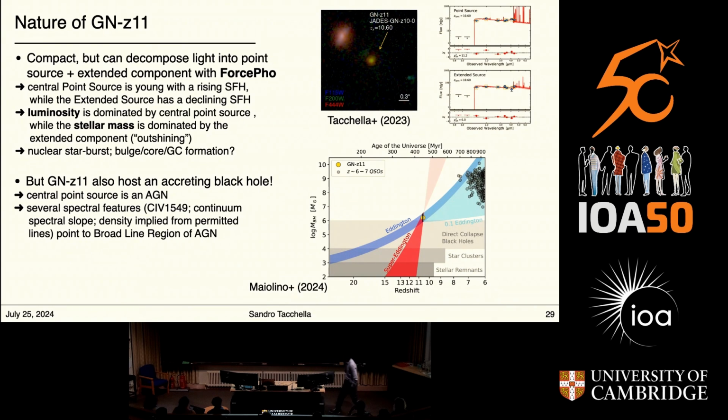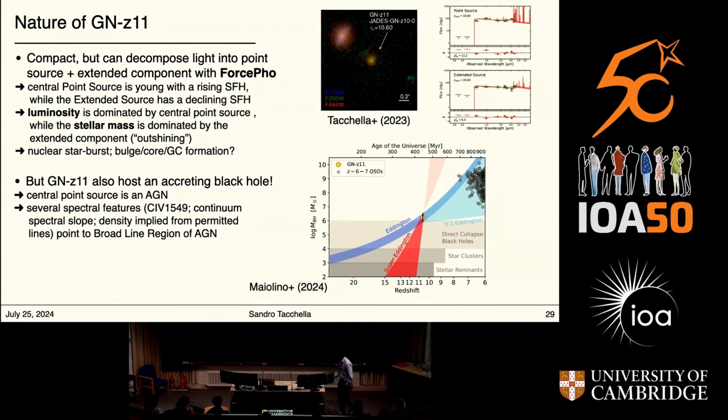Now, I don't have too much time to talk about decomposing the light of this system, but we have been doing a lot of work on the imaging side to decompose the light into a point source and an extended component, trying to understand what powers this emission. But I think it's really the spectroscopy, and in Roberto's paper this is very nicely highlighted, that there is a P Cygni feature in the C IV line, the overall continuum spectral slope, and also the densities implied by permitted lines, all pointing towards a broad-line region of an AGN hosted in this system.